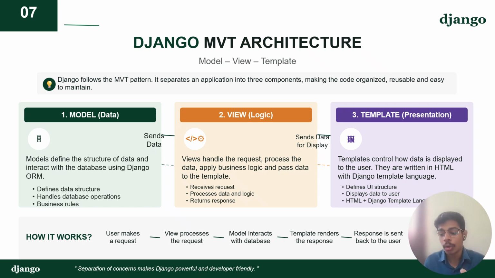As shown in the workflow below, the user sends a request, the view processes the request, the model interacts with the database, and the template generates the web page. Finally, the response is sent back to the user. This separation of responsibilities makes Django applications organized, reusable, and easier to maintain. So now let's compare Django with some other popular frameworks.